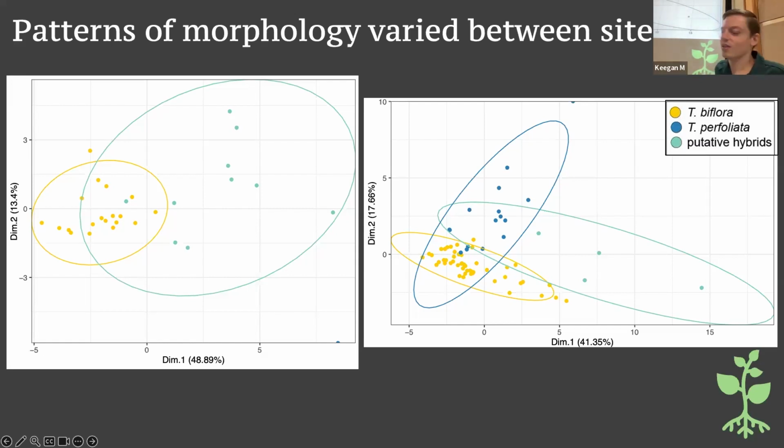Versus sites where biflora was far more abundant than Triodanis perfoliata, the hybrids overlap more with biflora than they do with Perfoliata. So differing abundance of parental groups could lead to asymmetrical hybridization.